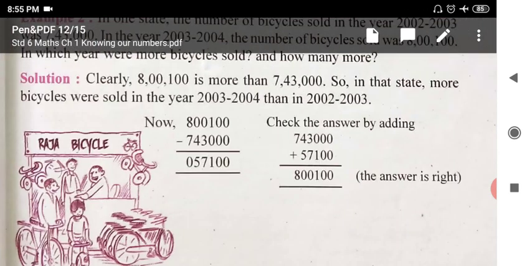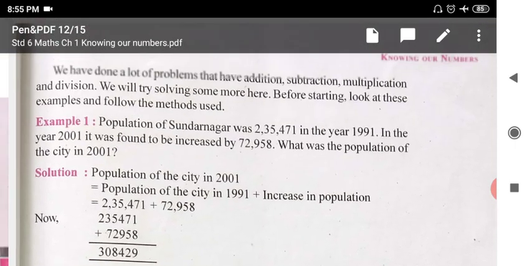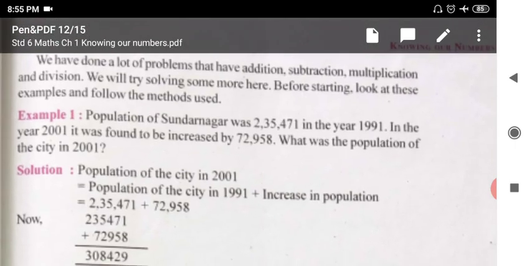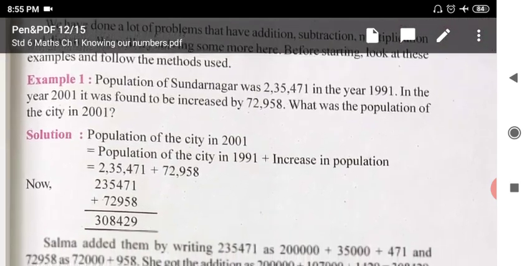Now let us see, you all were learning from your earlier classes addition, subtraction, multiplication and division practical problems. So here also today we will discuss, as I said, some practical problems related to these larger numbers. Before coming to the exercise, let us see one or two examples, then we will move to the exercise.